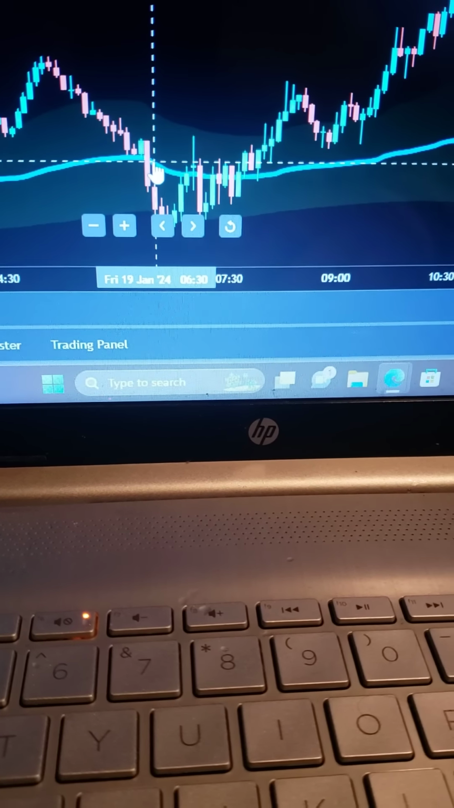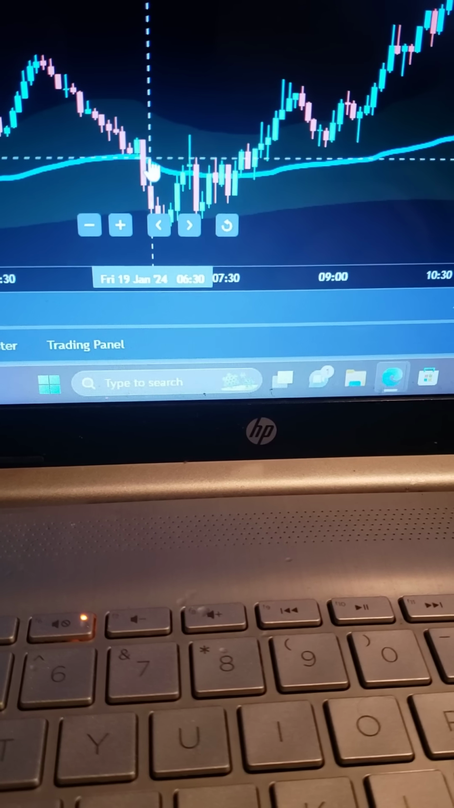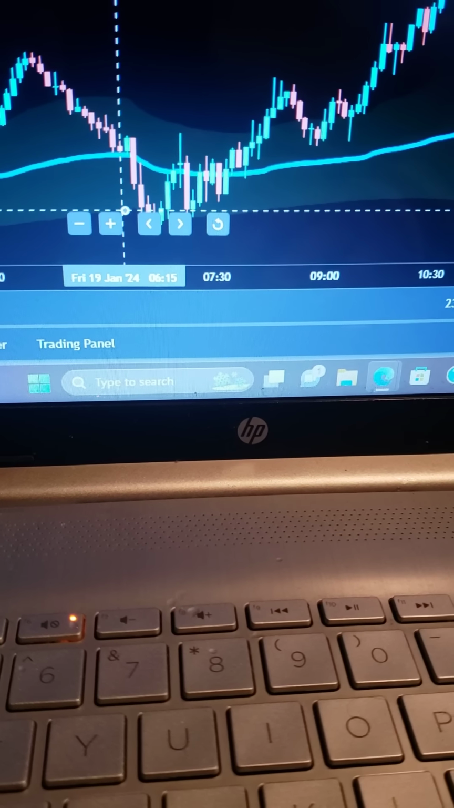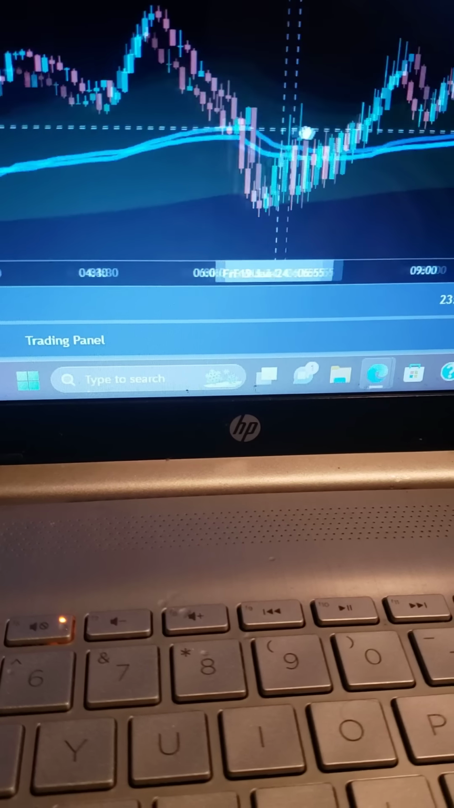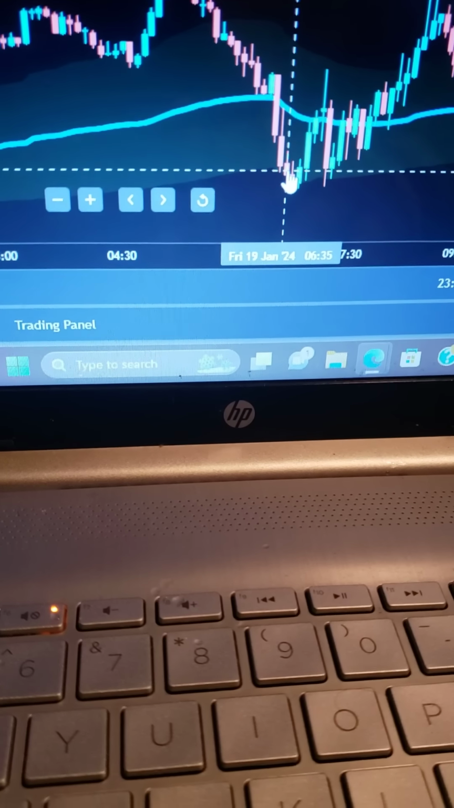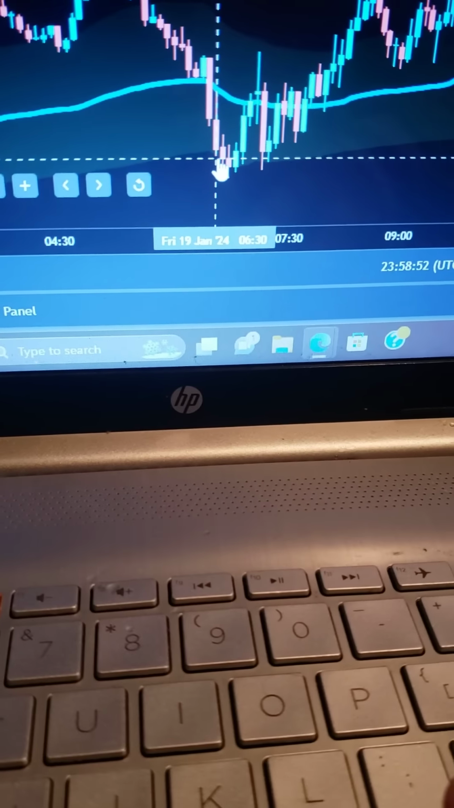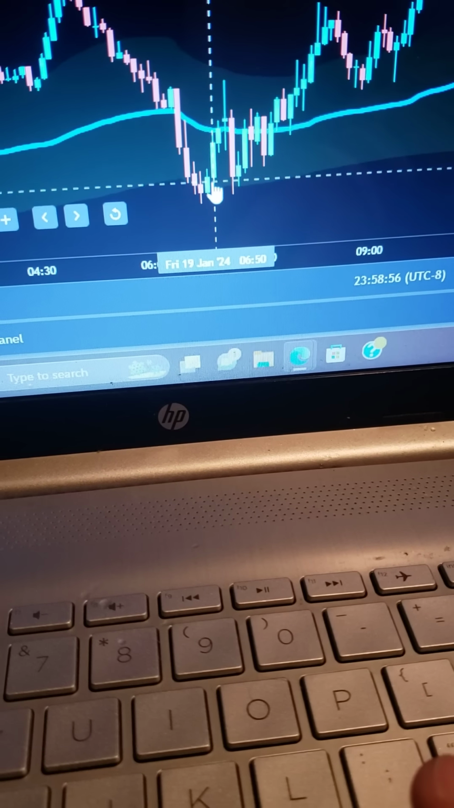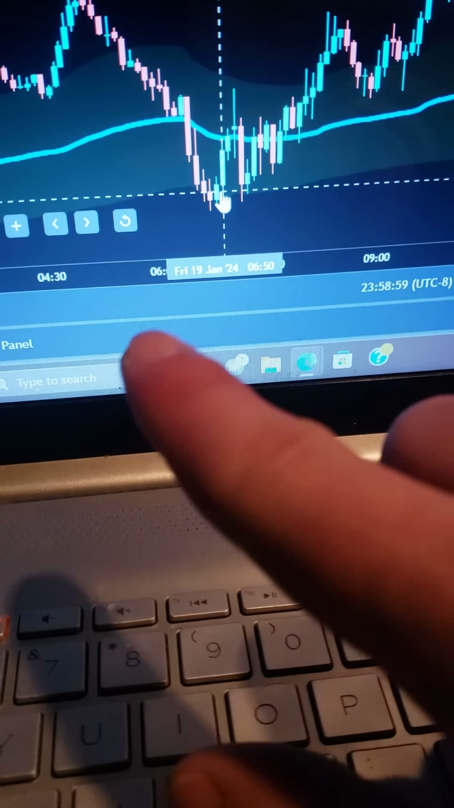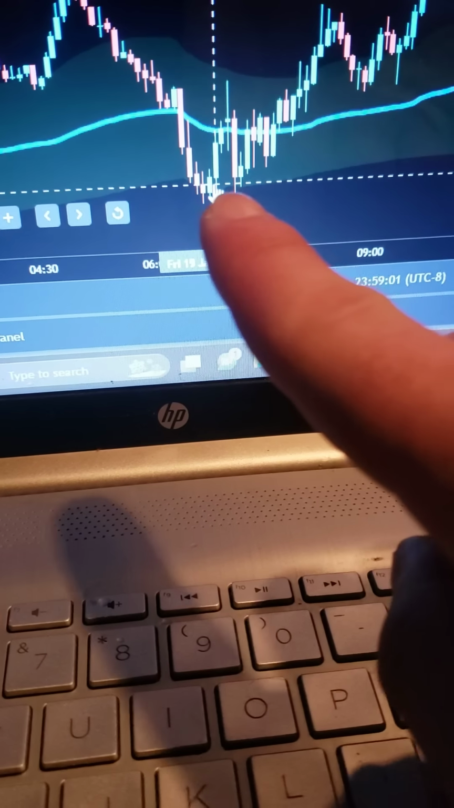This is the New York session candle right here. This is the high, and this is the low of the 5 minute candle. Let me move this over here. This is the opening of the 6:30. This is the opening range of the New York. So this is the low. We can short below it, but we don't see any good short opportunity under here.